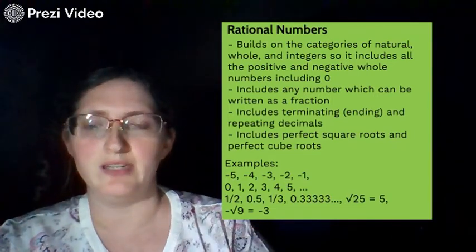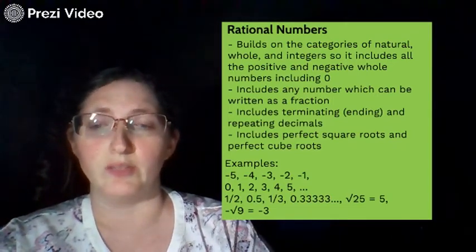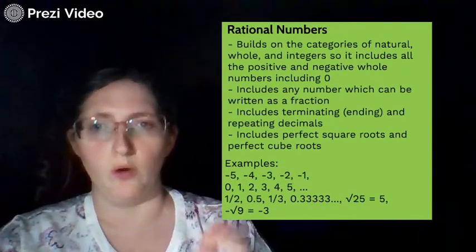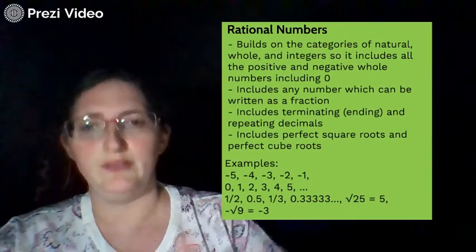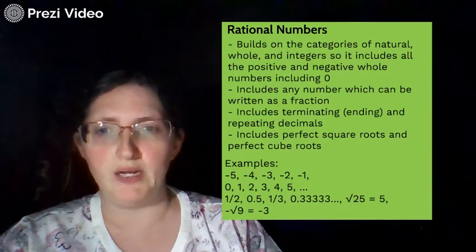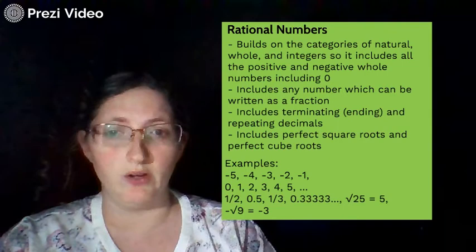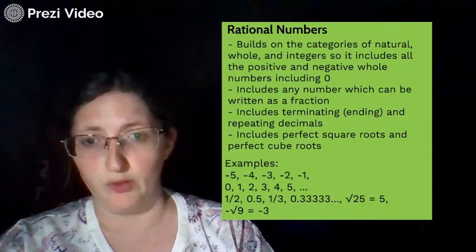If there's a pattern, it does not necessarily mean that it is repeating. You could have 0.1, 0.01, 0.001. There's a pattern to it, but it's not repeating the exact same numbers in the same order over and over. So be very careful. Those are the ones that they're going to try to trick you with.